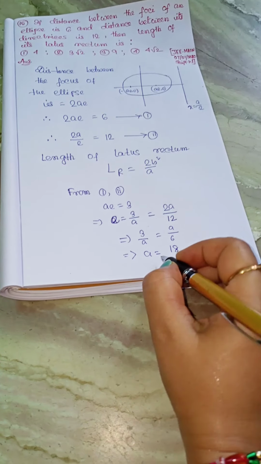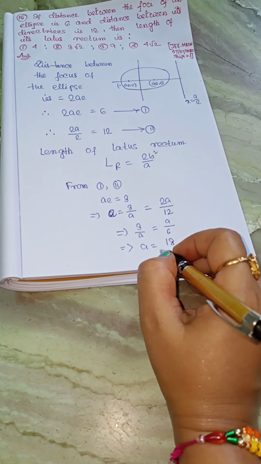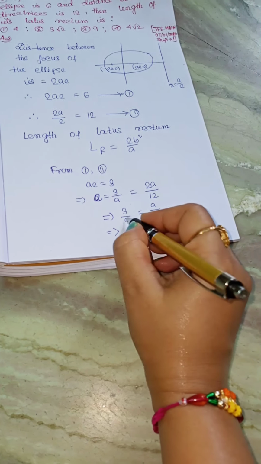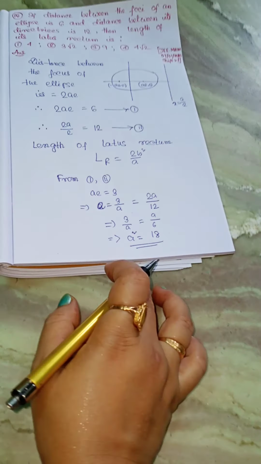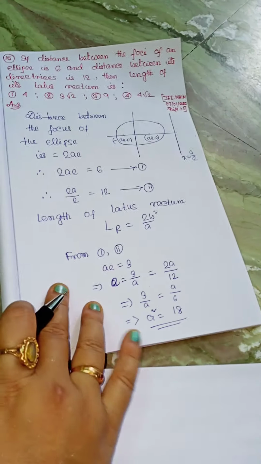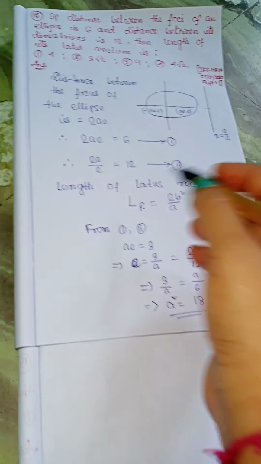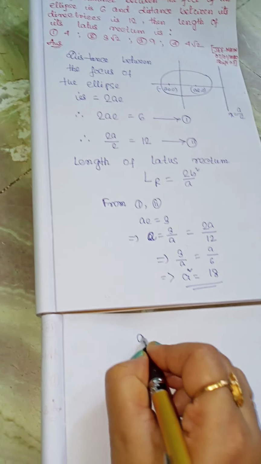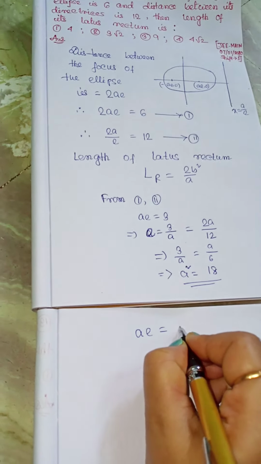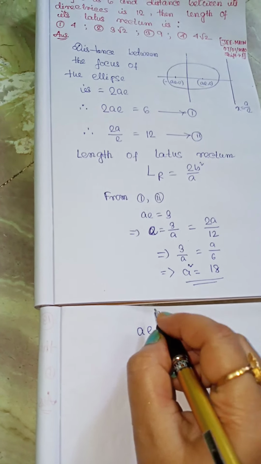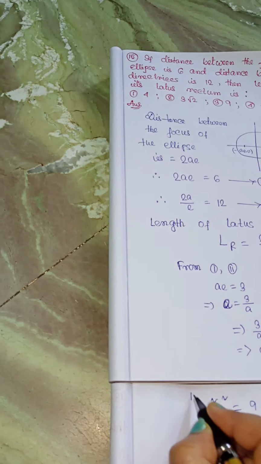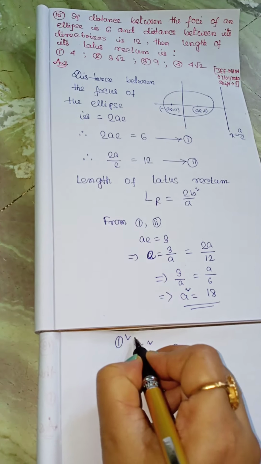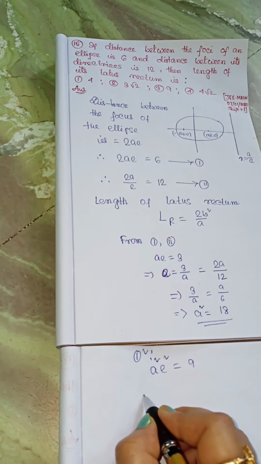So our A square is equal to 18. Now for B, squaring 1 we get A square E square is equal to 9.